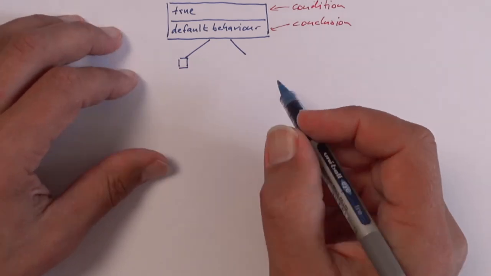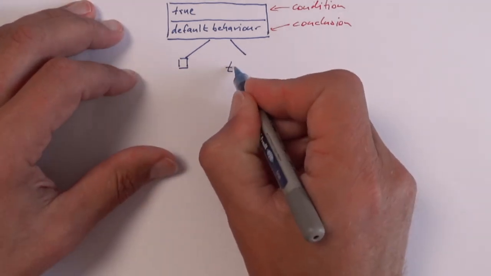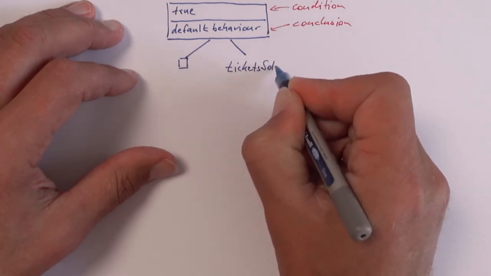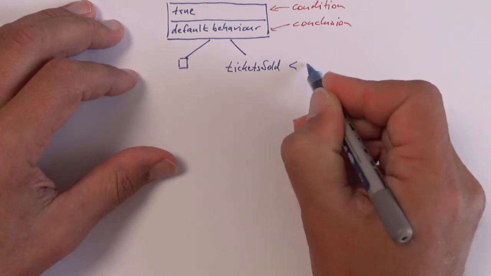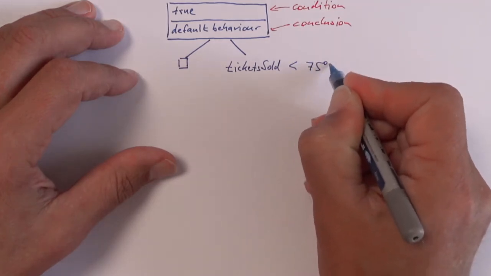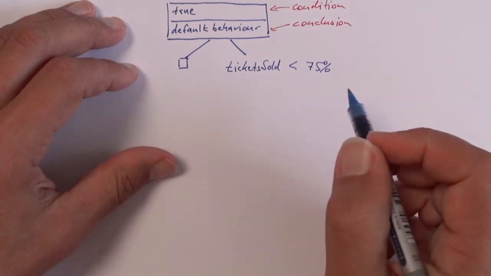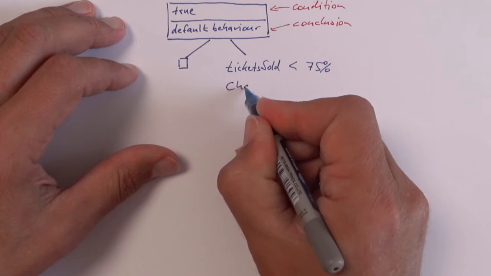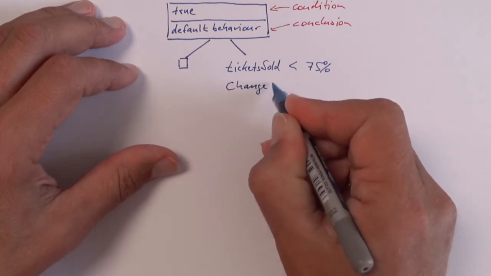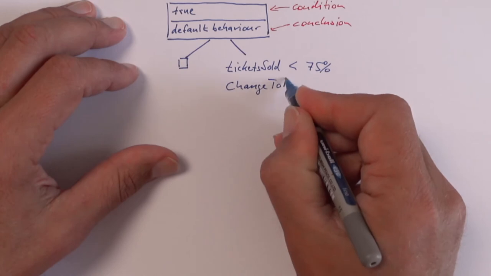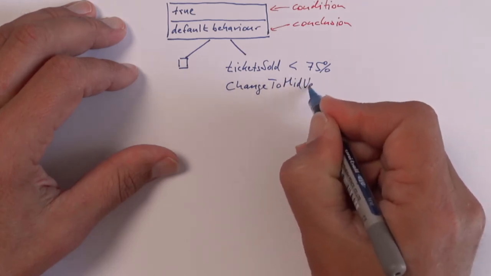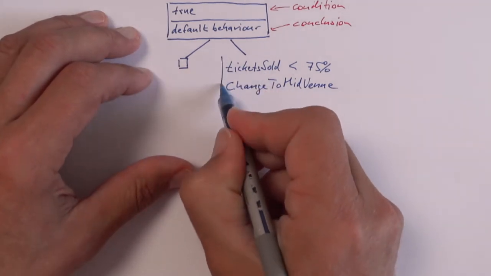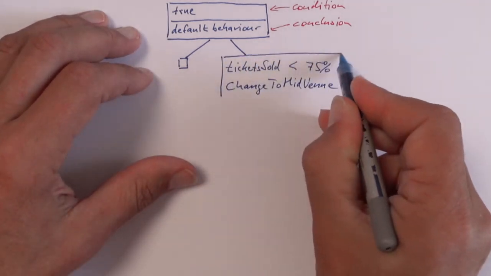And let's say we want to have a rule that if tickets sold is less than 75% of the tickets as a condition, and in this case, we will change to mid venue. So change to mid venue is the name of a worklet we have specified before.